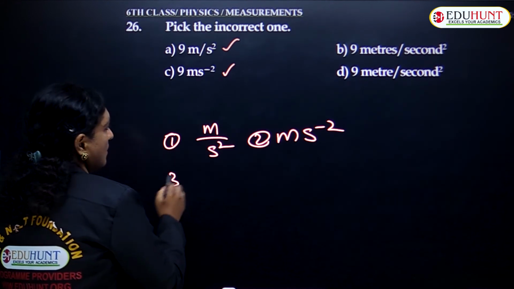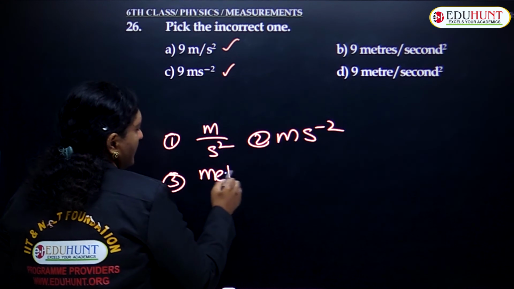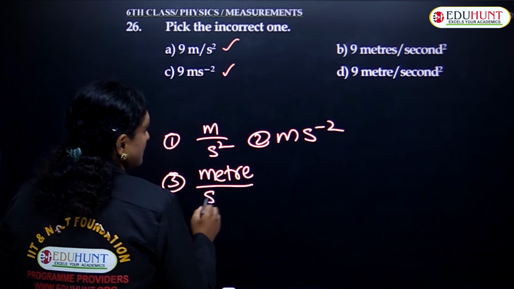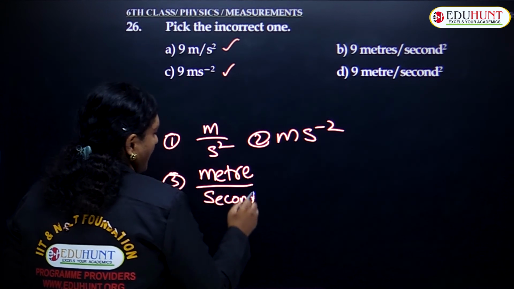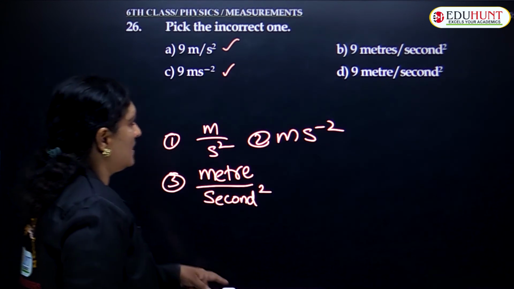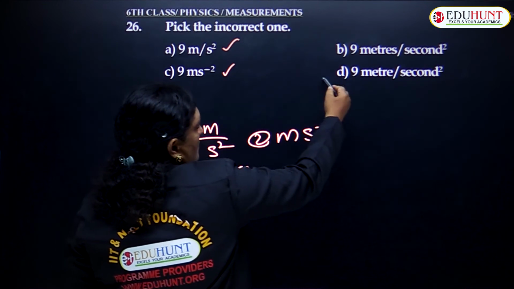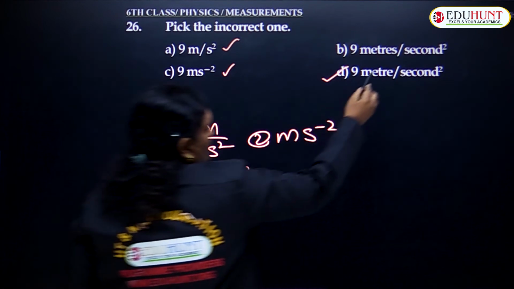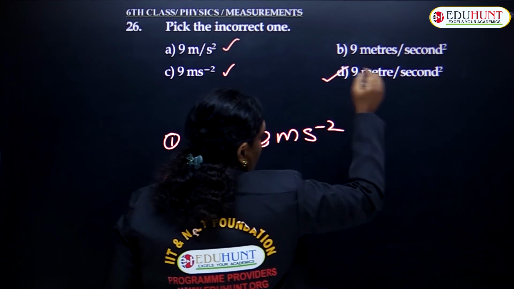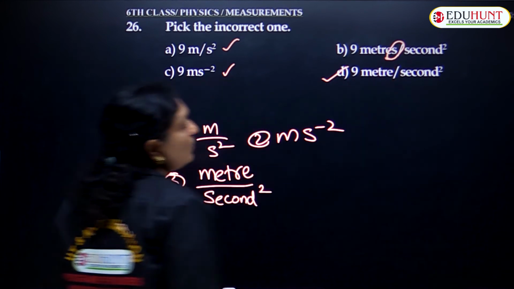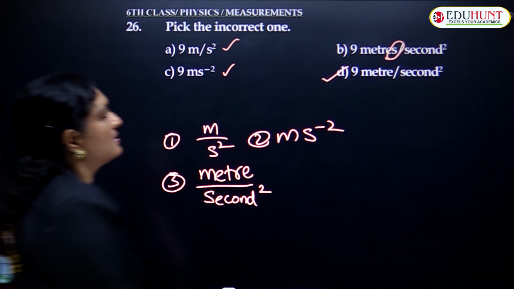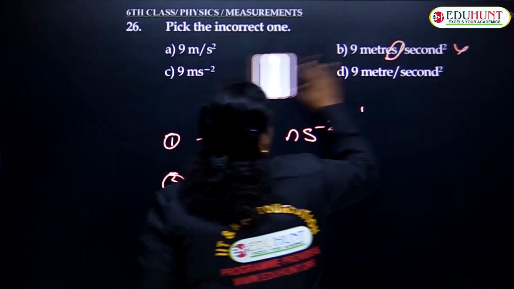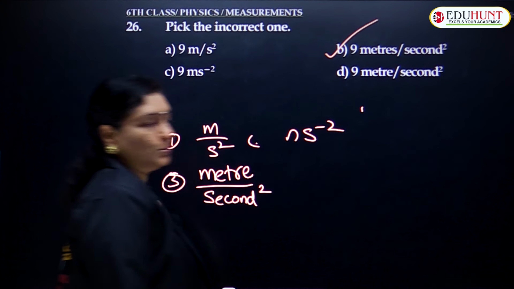M indicates your meter, M-E-T-R-E, whereas S indicates your second. So, second square. Meter per second square. So, here this 9 meter per second square is also a correct answer. But if you observe here, even though they wrote it as meters per second square, no plural form should be used. Hence, this is the incorrect one. Your answer is option number 2, that is B.